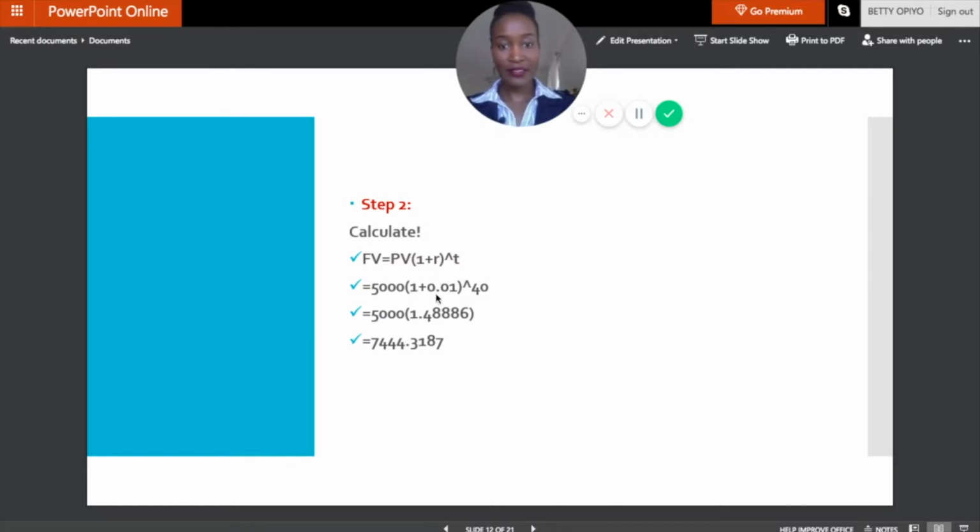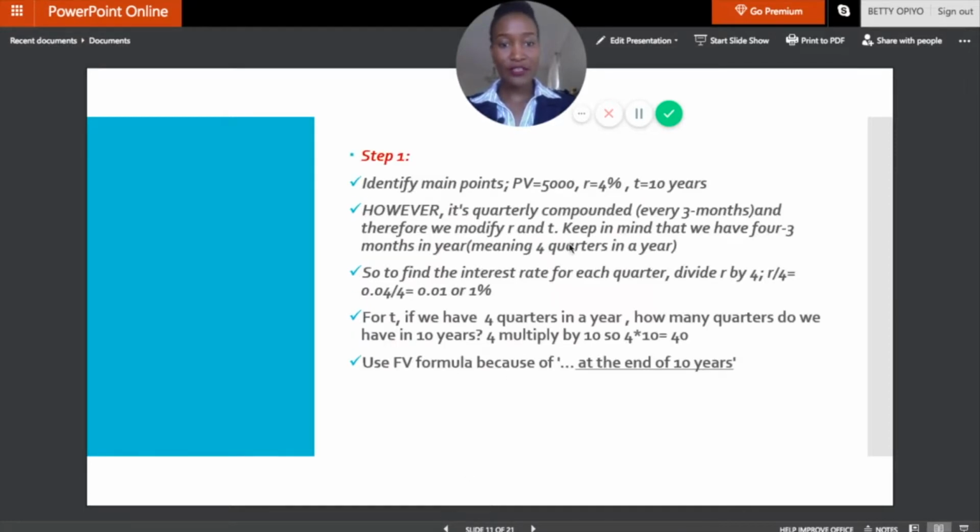So 1 plus the rate is 0.01. Something to keep in mind here is that we are not using the 4% interest rate, because that is the annual rate. However, because we said down here that we're going to modify R, which is the interest rate, to a quarterly rate, we'll be using 0.01 instead of 0.04, because 0.01 is the rate per quarter.